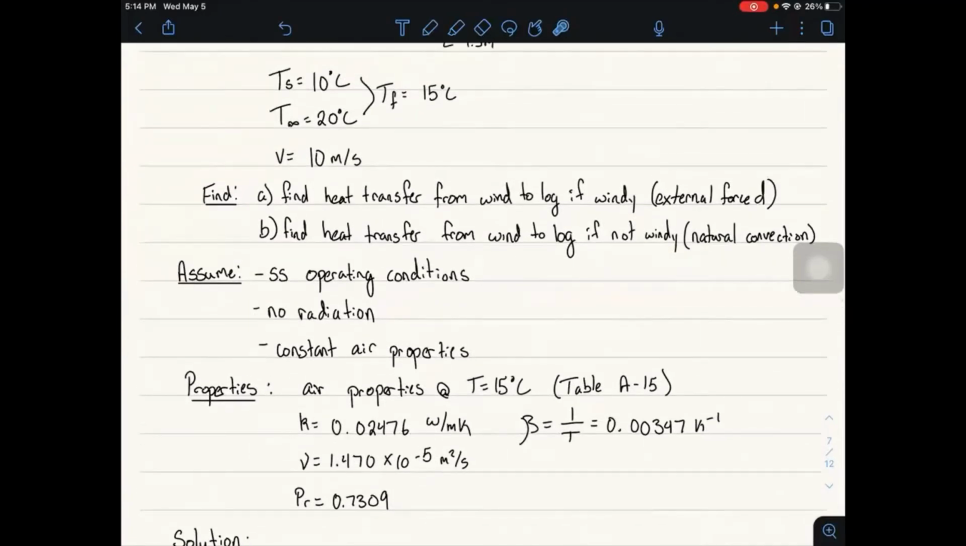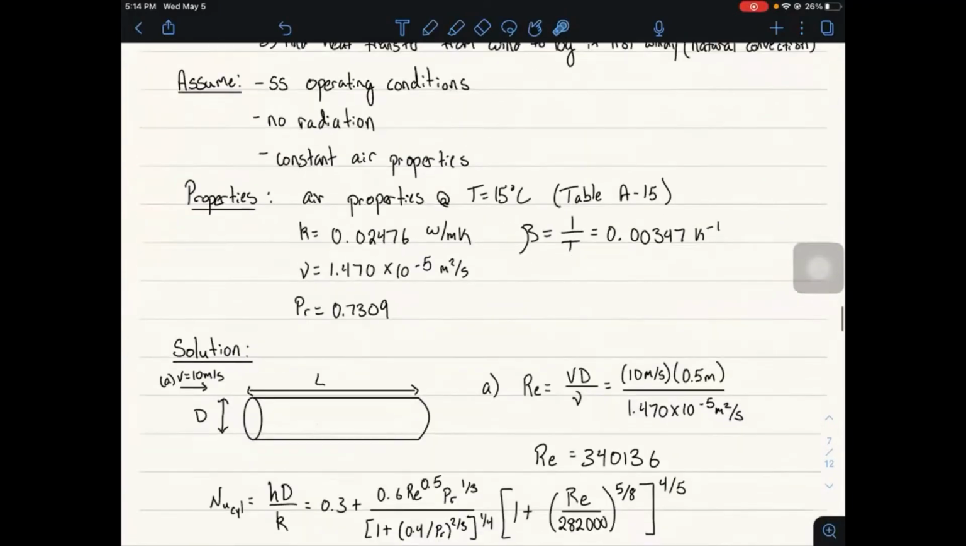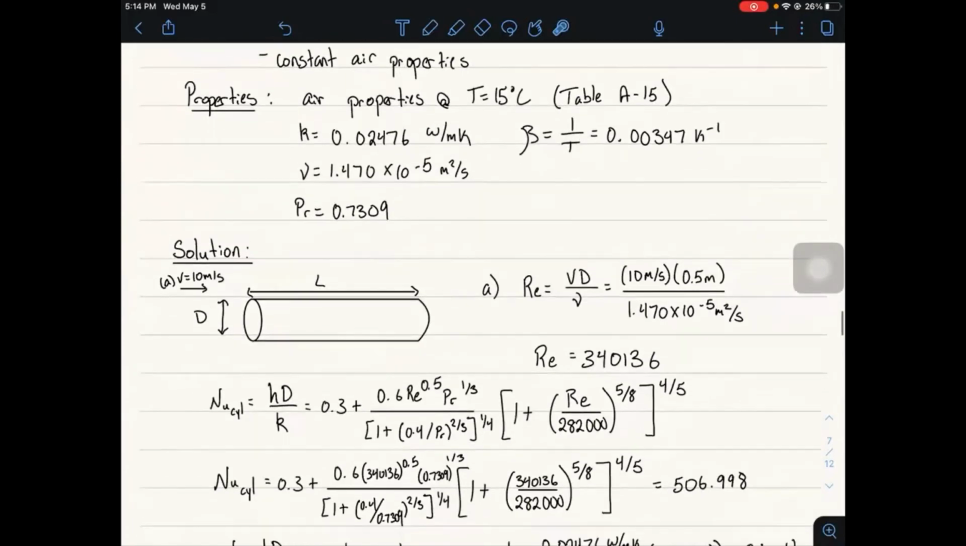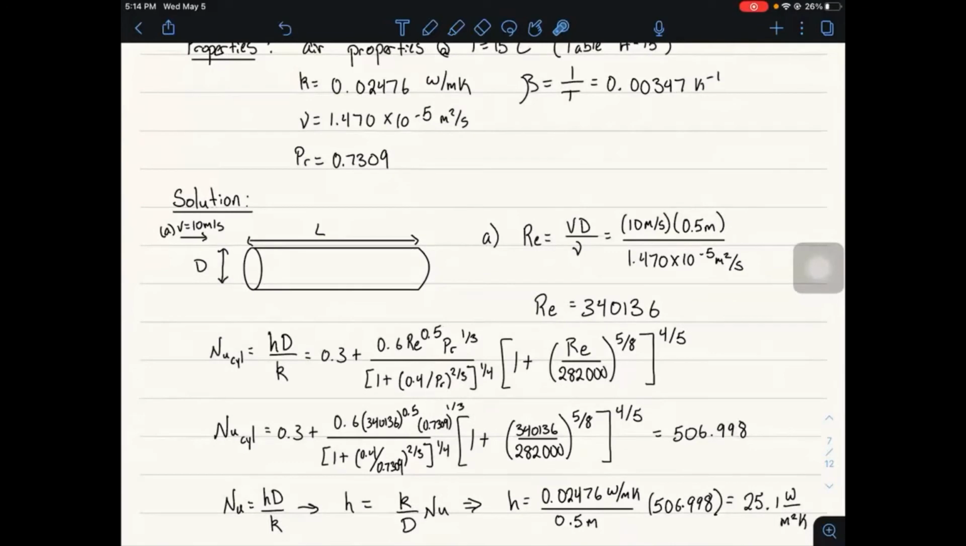For the air properties, we use the T film. So that's what I did here. And then I just pulled all the values. And then beta is equal to 1 over the temperature. So that's what I got there.